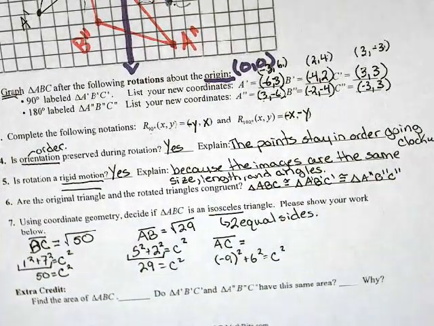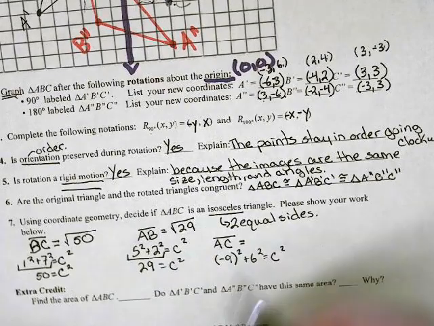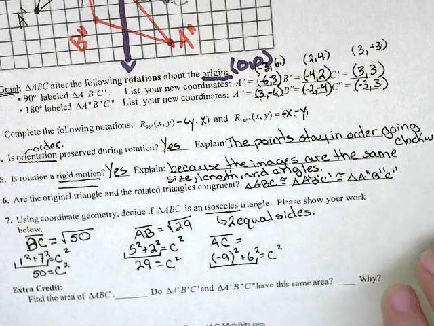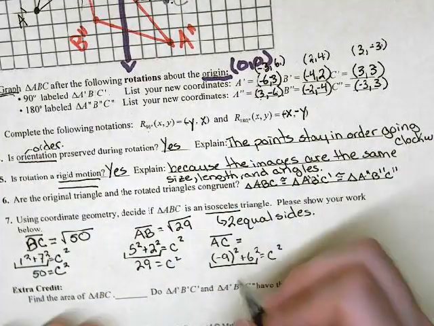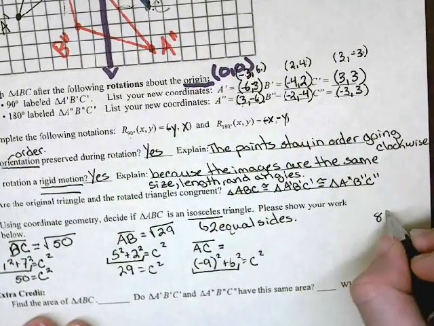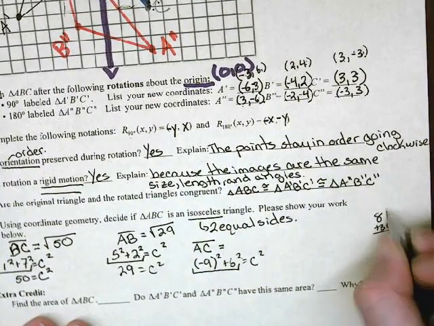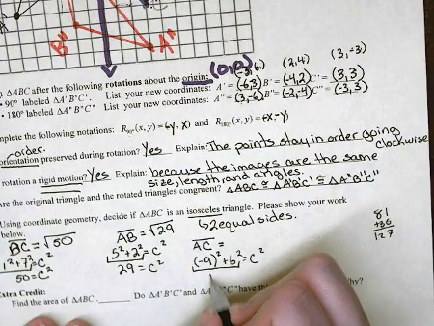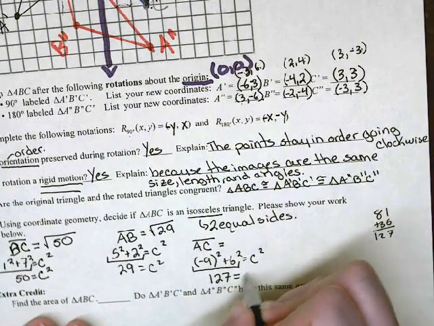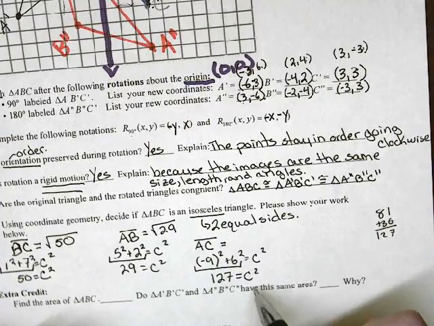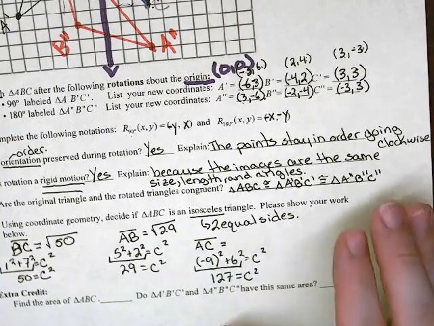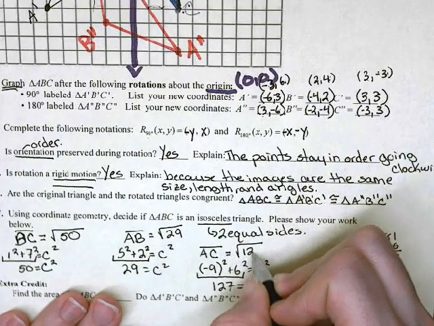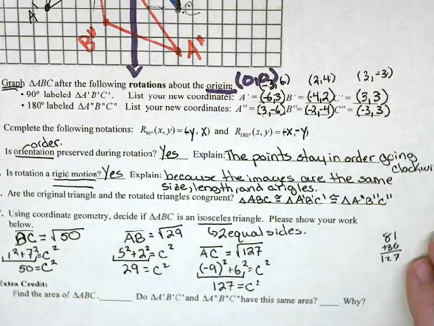All right, so for this one, we're going to wind up with positive 81 plus 36. So 81 plus 36 is 117. And again, you have to remember that your last step is always to take the square root. So AC is the square root of 117.